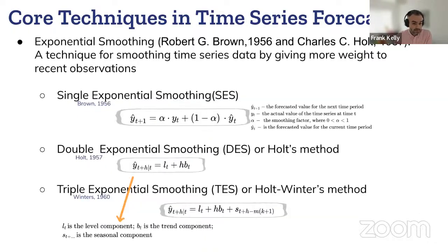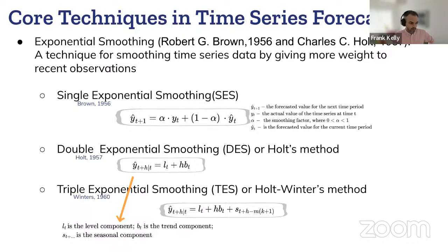And then something called exponential smoothing was invented in 1956 by Brown and Holt. So the idea is it's a technique for, again, smoothing a time series, this time by giving more weight to recent observations. So single exponential smoothing, or SES, is the original method, and it's suitable for time series data that doesn't have any trend or seasonal component. And you can see the smoothing factor in there.